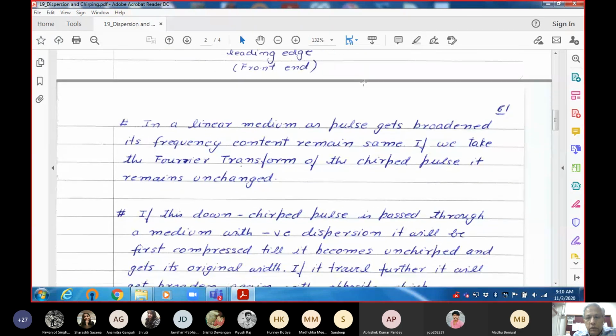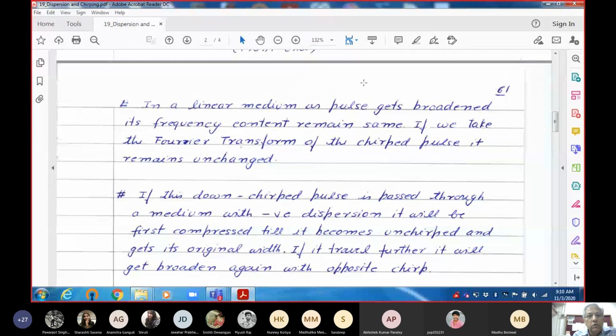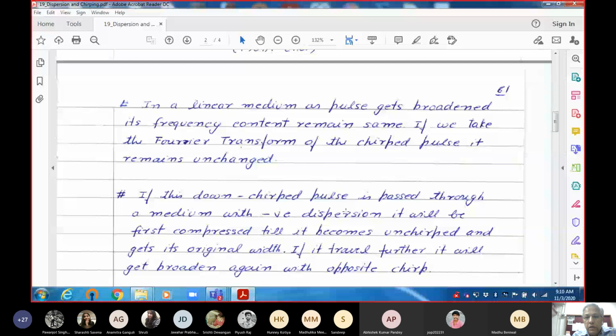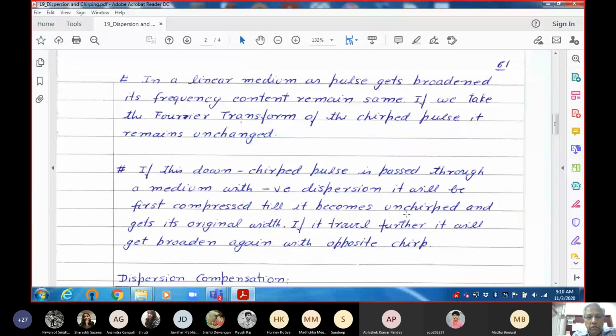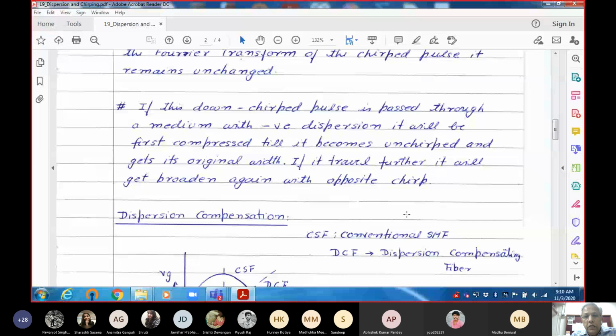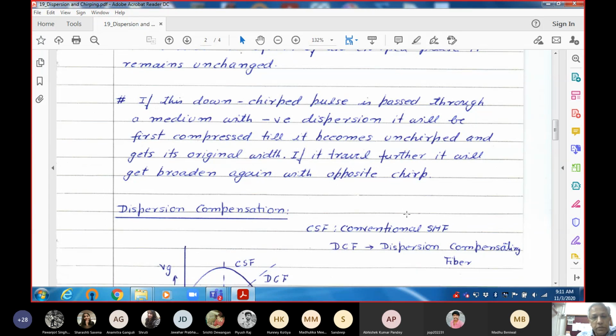So here I have written, I will read it, that in a linear medium, as the pulse gets broadened, its frequency contents remain the same. If we take the Fourier transform of the chirped pulse also, that would be the same as that of the unchirped pulse. So if this down-chirped pulse is passed through a medium with negative dispersion, it will first be compressed till it becomes unchirped and gets its original width. If it travels further, it will get broadened again and with opposite chirp.